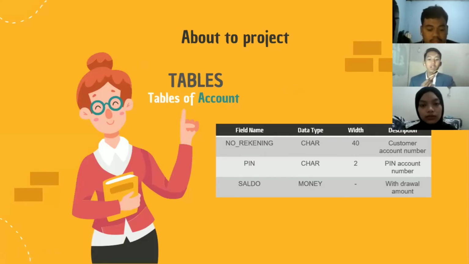Hello, my name is Muhammad Farid Ali. I will continue the presentation about our project. There is a table of account. In the account table, there are three fields. First, no rekening. Field name is no rekening. Data type is char with four, description to store the customer account number. Second, PIN. Field name is PIN. Data type is char with two, and description to save the customer account PIN number. And third, saldo. Field name is saldo. Data type is money. Description: the total balance available in the customer account. Next.